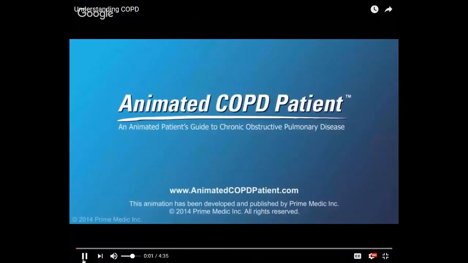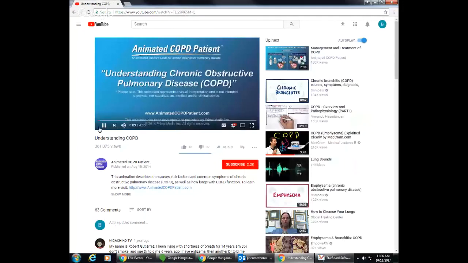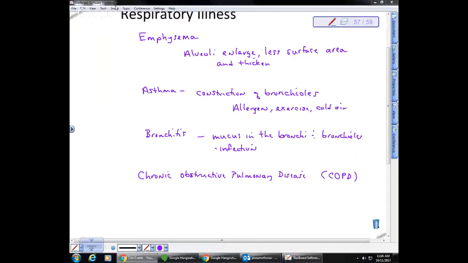So why is it that COPD is often associated with weight loss? Is it because you're using more energy to breathe? Yeah, it takes a lot of energy to try to ventilate the lungs. They spend a lot of energy doing that.